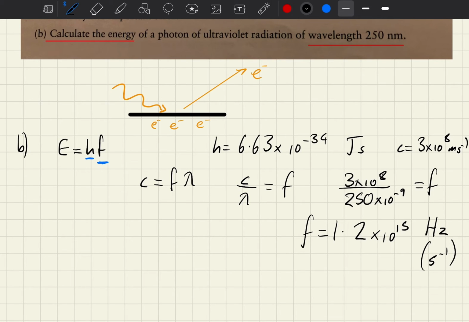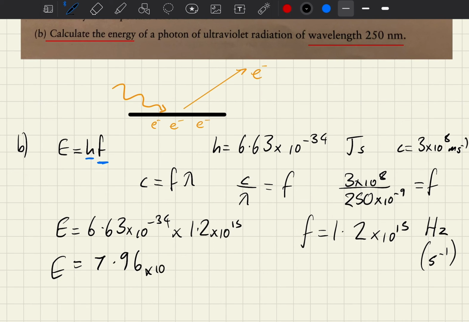So whenever I plug that back into my initial equation, my energy equation, to calculate the energy of the photon, I know that the energy is equal to Planck's constant, which is 6.63 times 10 to the minus 34, times the frequency, which is 1.2 times 10 to the 15. If I do that in my calculator, I will get 7.96 times 10 to the minus 19 joules.